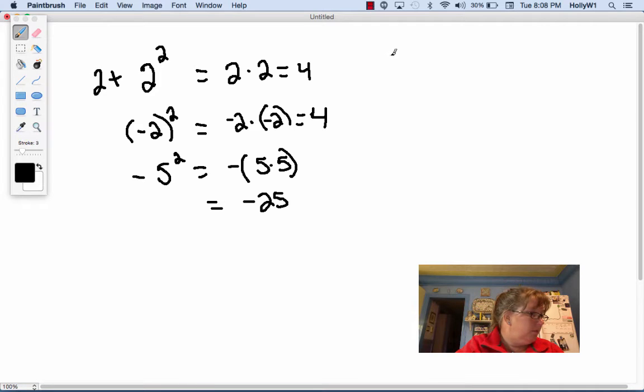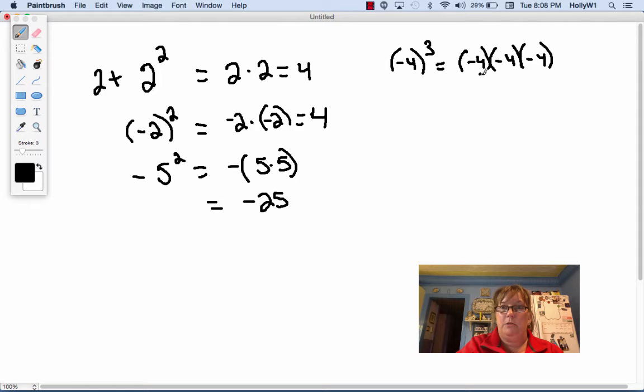Let's try another example. Let's try negative 4 cubed. Now the cube is touching the parentheses, so we have to take everything that's inside the parentheses and multiply that 3 times. And like I said, you should probably do this in steps and show me the work. So negative 4 times negative 4 is 16. Bring down this negative 4 over here. And negative 4 times 16 is 64. And a negative times positive is negative, so it's negative 64.